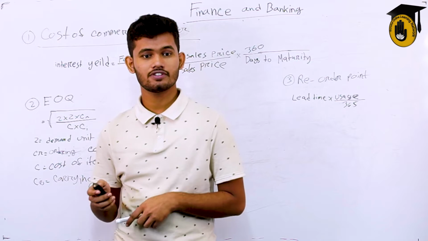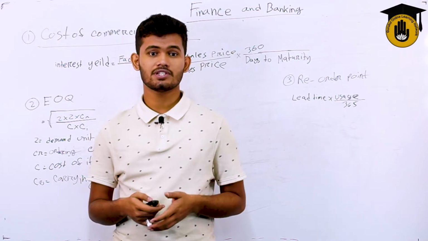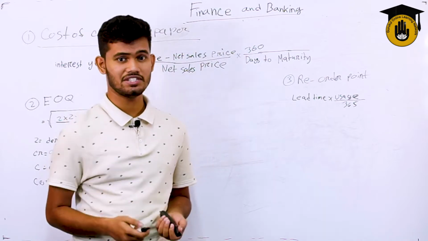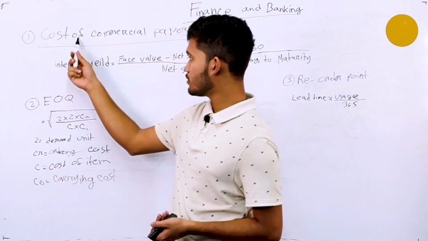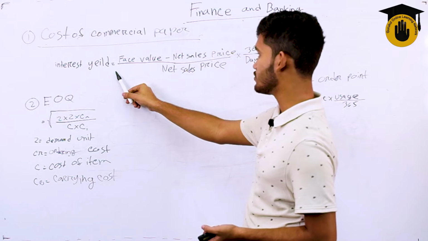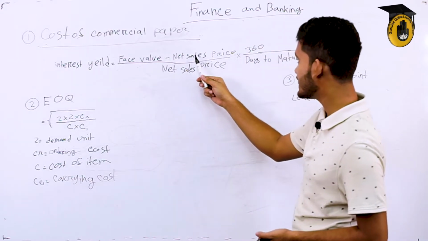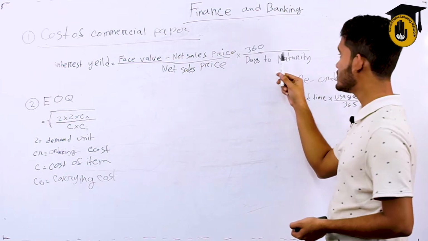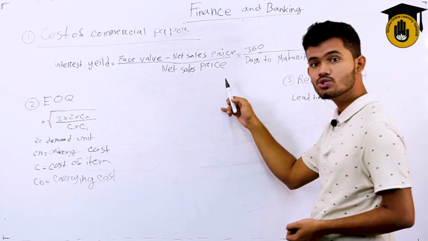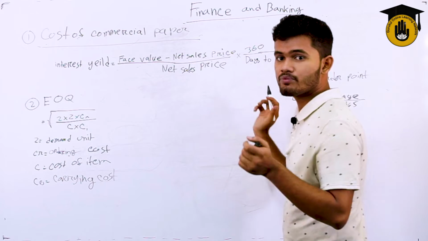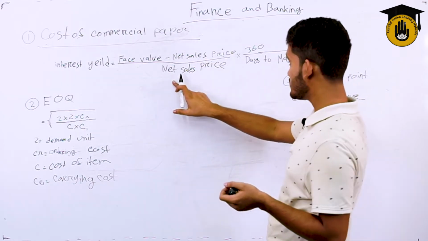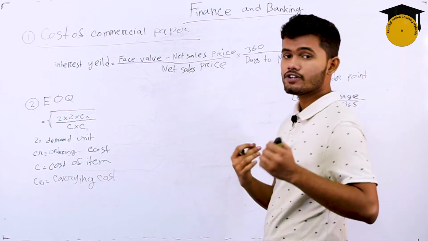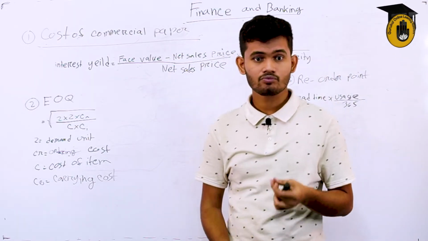The interest yield of a commercial paper can be calculated in one certain way. So the cost of commercial paper, the interest yield, is equal to face value minus net sales price, divided by net sales price, into 360 divided by days to maturity. It's a huge formula. Face value minus net sales price divided by net sales price into 360 divided by days to maturity. So, for instance, let's take a look at an example.